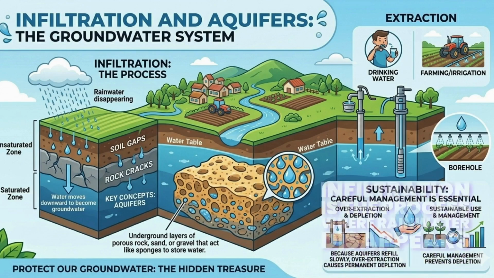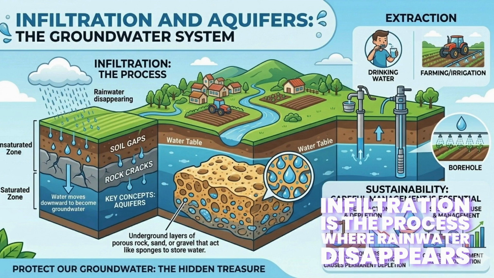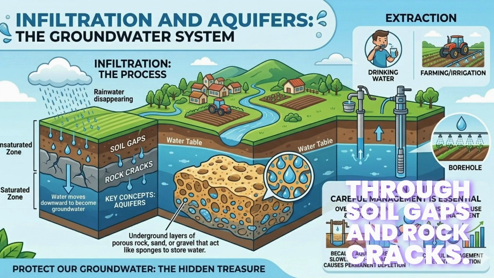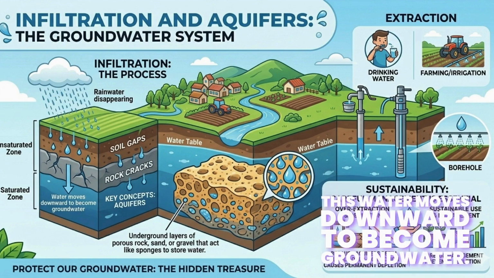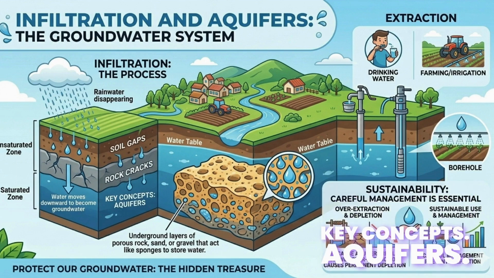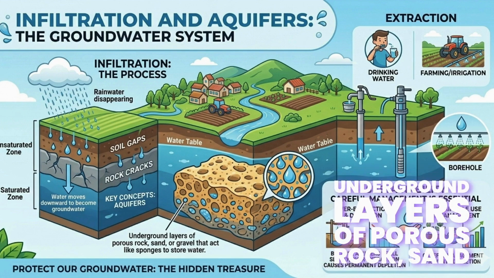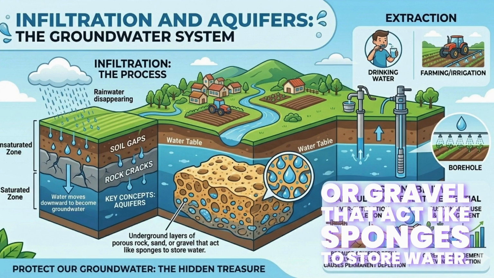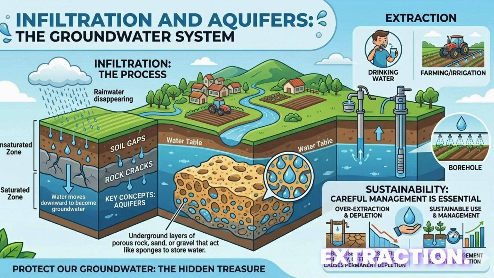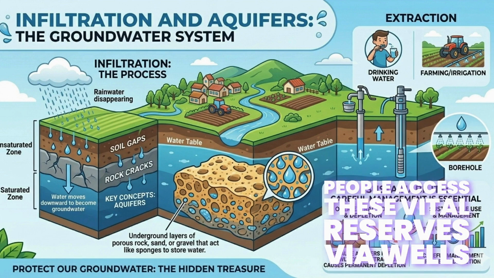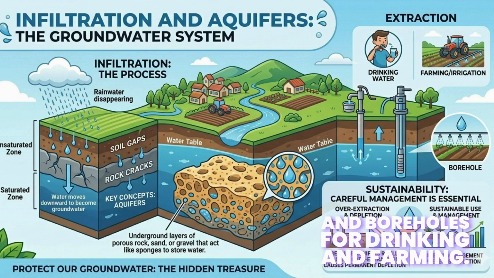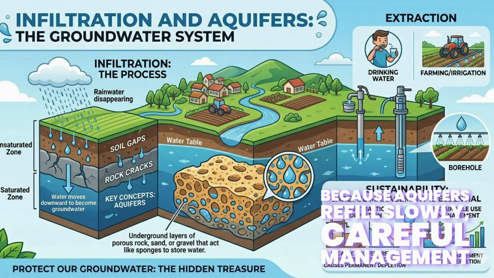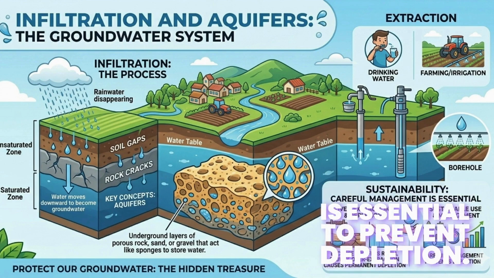Infiltration and aquifers. Infiltration is the process where rainwater disappears by soaking into the earth through soil gaps and rock cracks. This water moves downward to become groundwater. Key concepts. Aquifers, underground layers of porous rock, sand, or gravel that act like sponges to store water. Extraction. People access these vital reserves via wells and boreholes for drinking and farming. Sustainability. Because aquifers refill slowly, careful management is essential to prevent depletion.